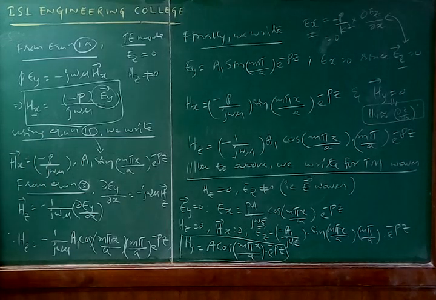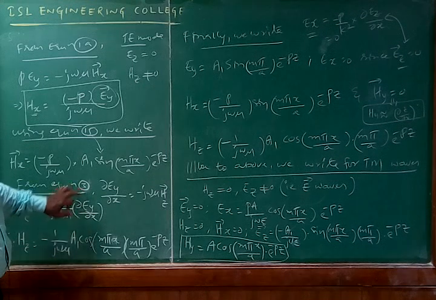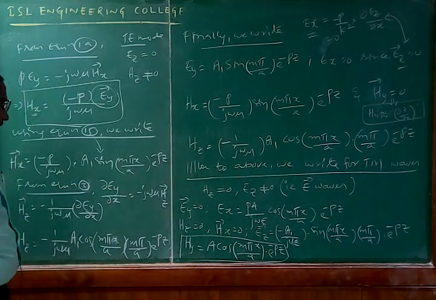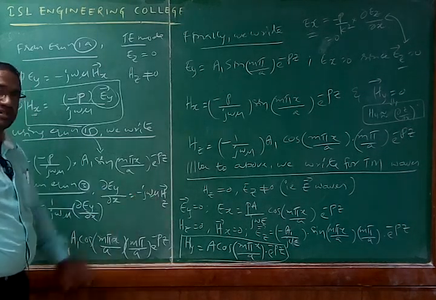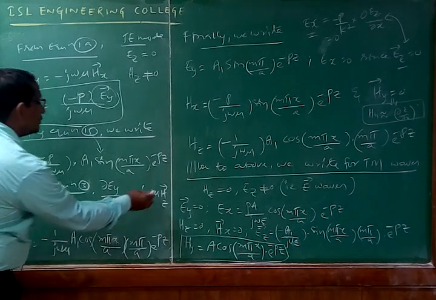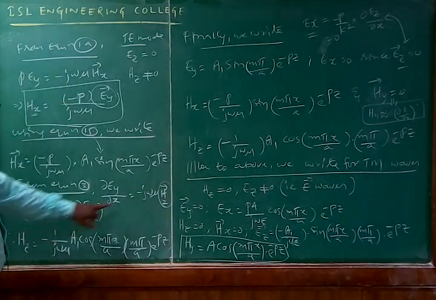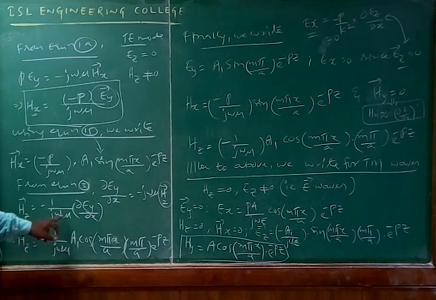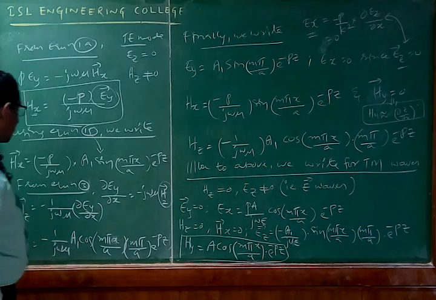Next, let us look into the equation for Hz. For Hz, if we revert back to equation number 3, we have already derived dou Ey by dou x is equal to minus j omega mu Hz. So from this we can get the Hz component. Hz is equal to 1 by j omega mu, dou Ey by dou x with a minus sign. So this is the equation we are going to get.